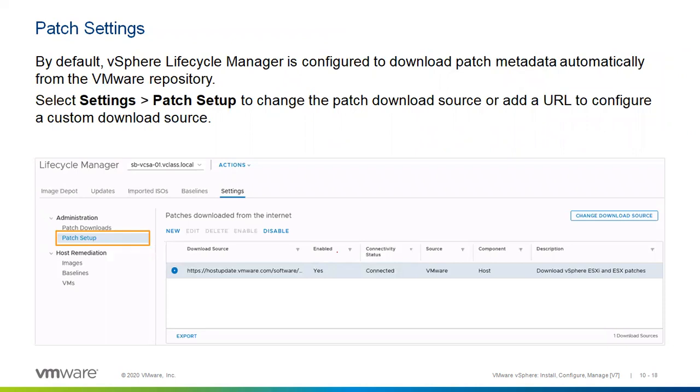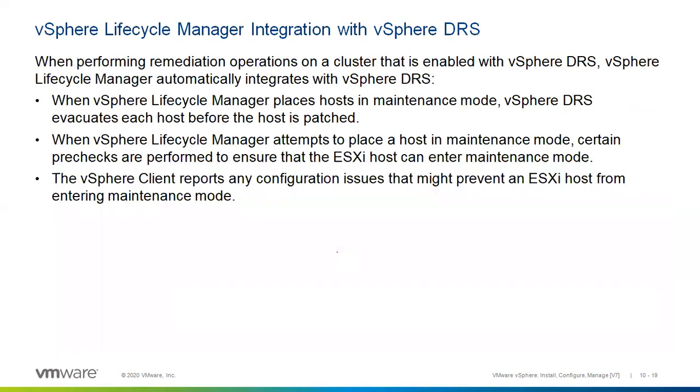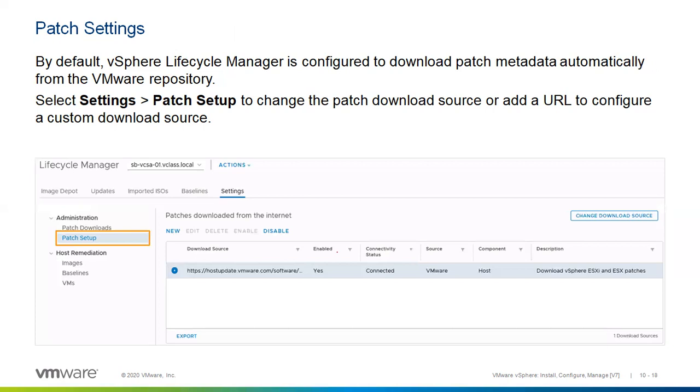So when we say patch setting, a patch is not a major upgrade. A patch is just a smaller upgrade, like 7.0 update 1, or maybe some security advisory. That's a small patch. So that small patch can be downloaded, and we can put it in the image depot, and we can make a baseline for that patch, and we can compare that. That's it.